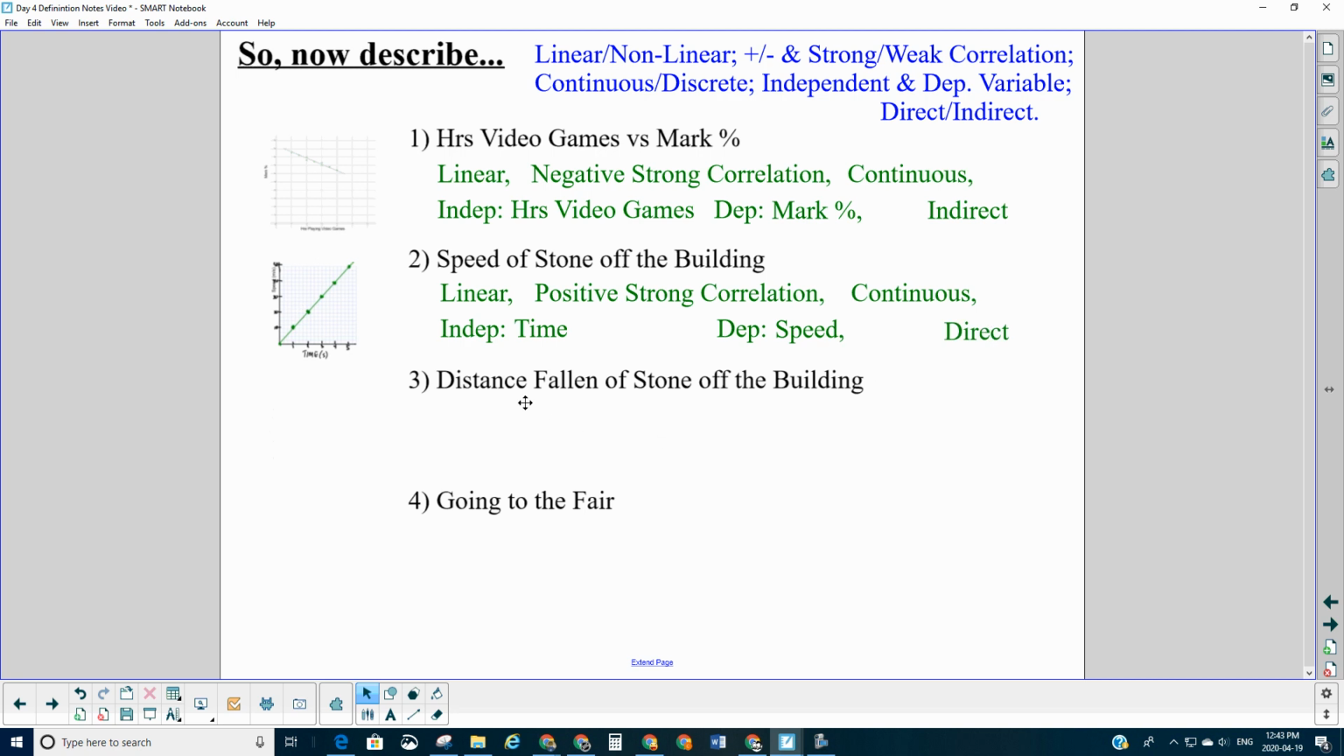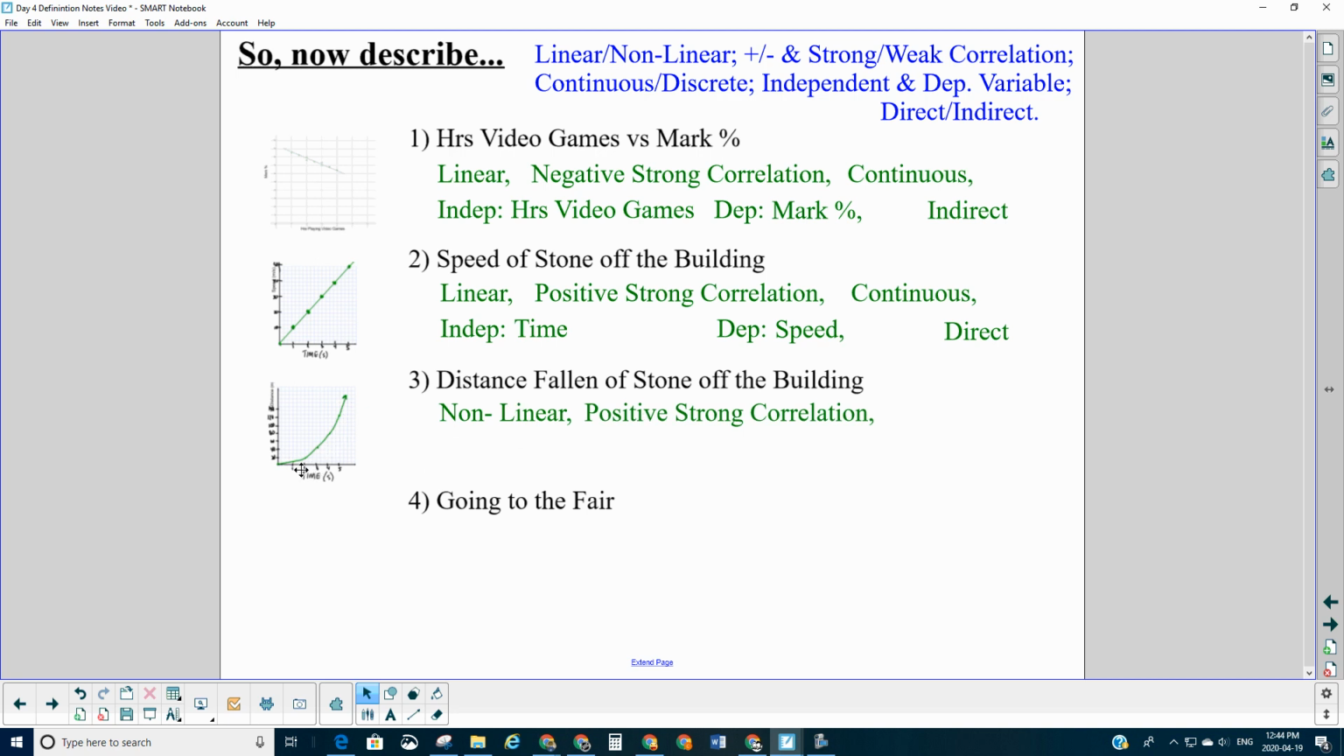Next, the distance fallen of the stone off the building. So that was the other example on the same day. The graph looked like this. Remember, we didn't draw a line of best fit. We drew a curve of best fit. So this is definitely non-linear, not straight. Would you say it's positive? Well, as time increases, does the distance increase? Absolutely. It's still positive, and our curve of best fit goes right through the points perfectly. So it's actually a positive strong correlation, even though it's nonlinear.